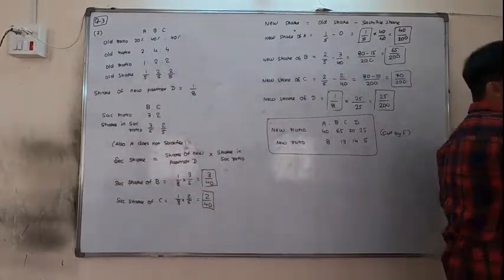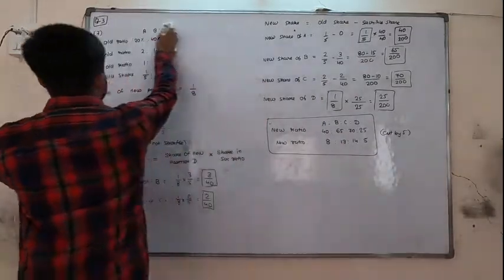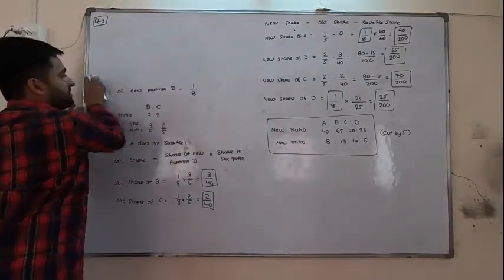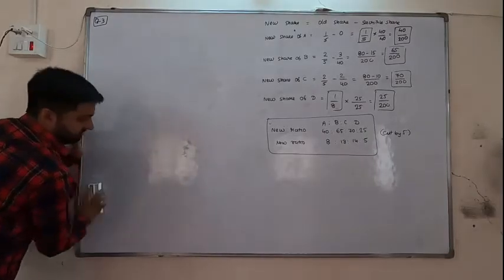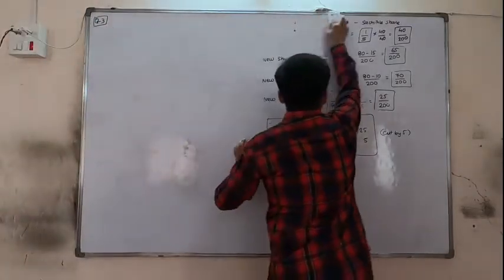Okay friends, now we are going for case 5, the 5th type of sums. I hope everyone is watching and everyone is writing the things. Otherwise, it will be very much a problem.